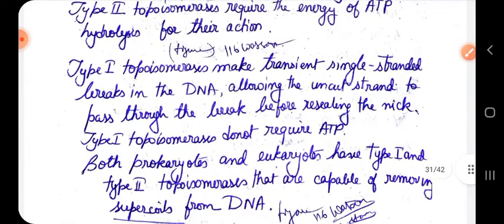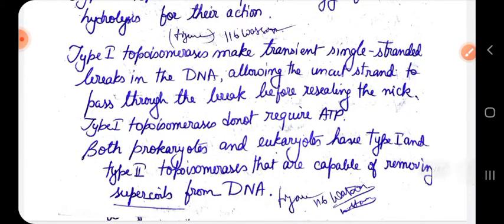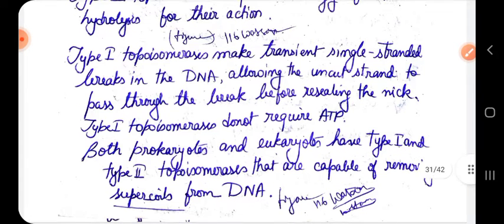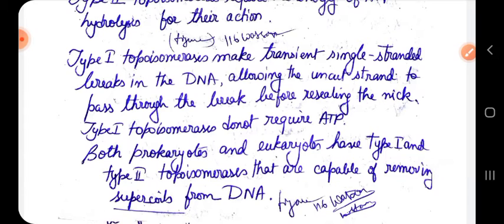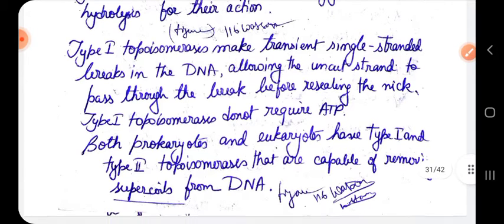Whereas type 1 topoisomerase makes single stranded breaks in the DNA that allow the uncut strand to be passed through the break before resealing the nick. Nick means the cut region. So type 1 topoisomerase makes only a single strand break, and it allows the uncut DNA strand to pass through that break, due to which it overcomes the supercoiling, it becomes normal coiling, and then it reseals the nick. Type 1 topoisomerase doesn't require any ATP.